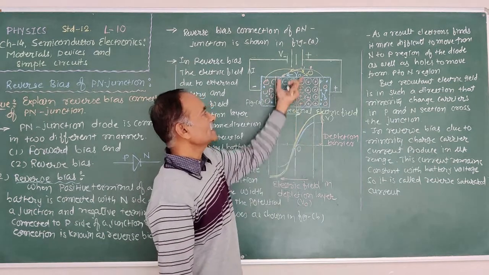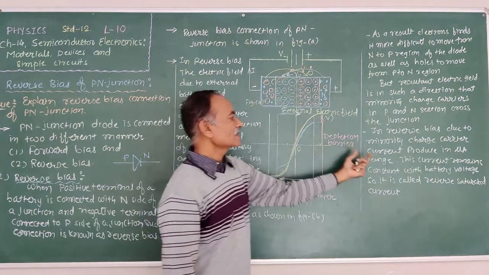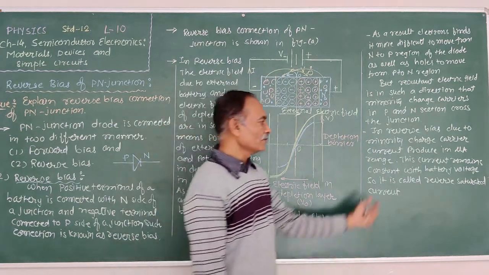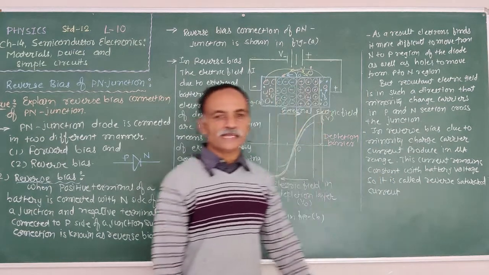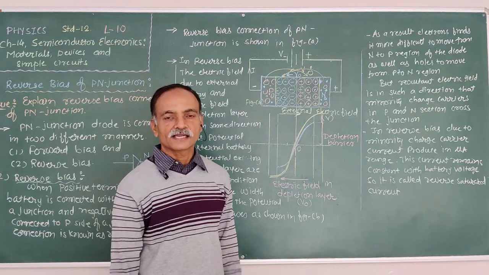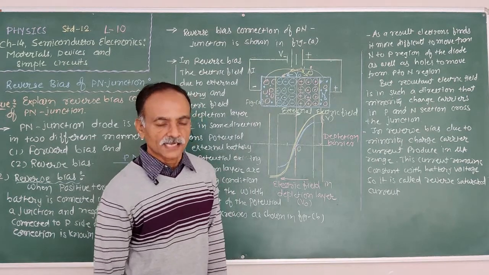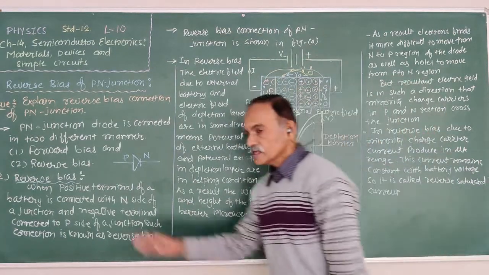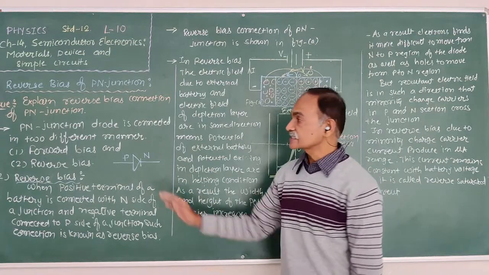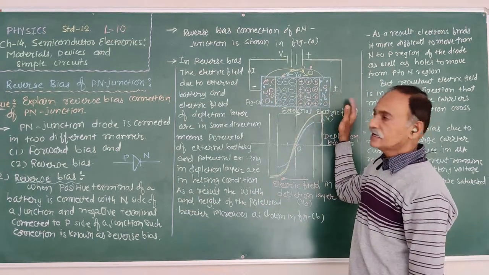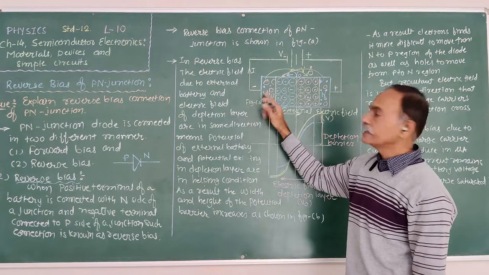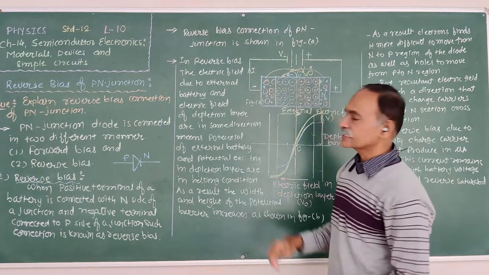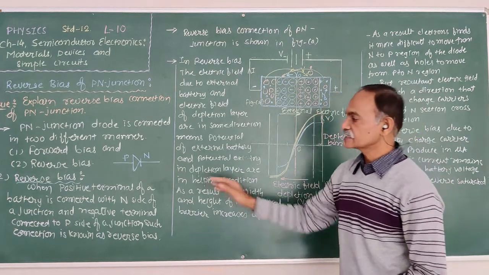As we increase the applied voltage, the current in the PN junction does not increase, it almost remains constant, and therefore this current is known as reverse saturation current. Clear this thing? Again, repeat: what is the reverse bias of a PN junction? When the positive terminal of a battery is connected with the N side of a junction and the negative terminal of a battery is connected with the P side of a junction, such a connection is known as reverse bias.